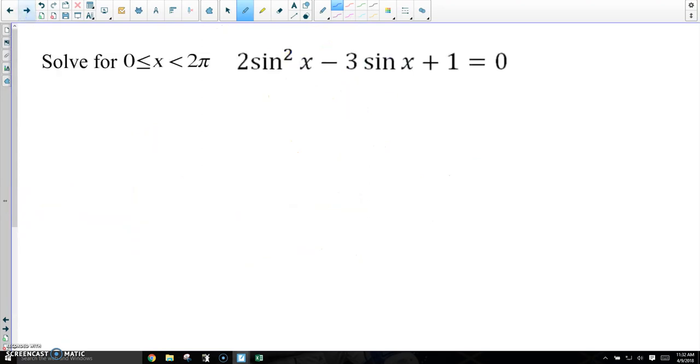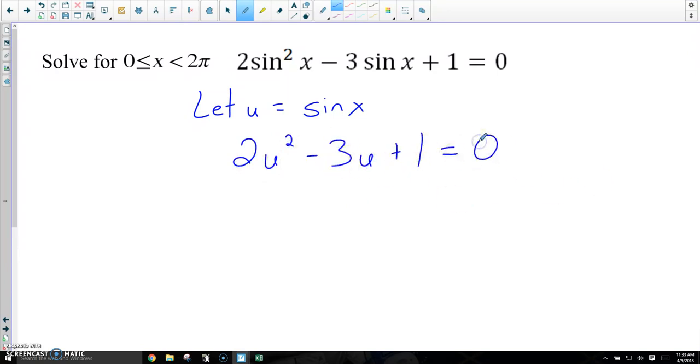Okay, so we've got 2 problems left. On this next one, we're going to do the same thing. Just to help us out, we're going to start off with let u equal the sine of x, because that allows me to plug in, and I would have 2u squared minus 3u plus 1. So I replace sine of x with u, and here sine squared of x would become u squared.